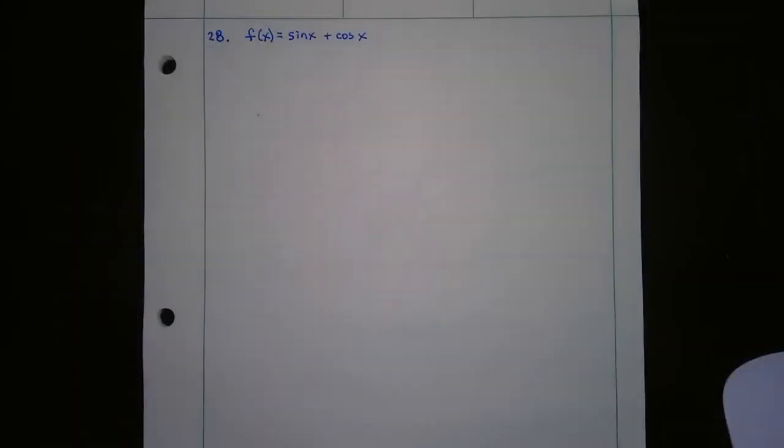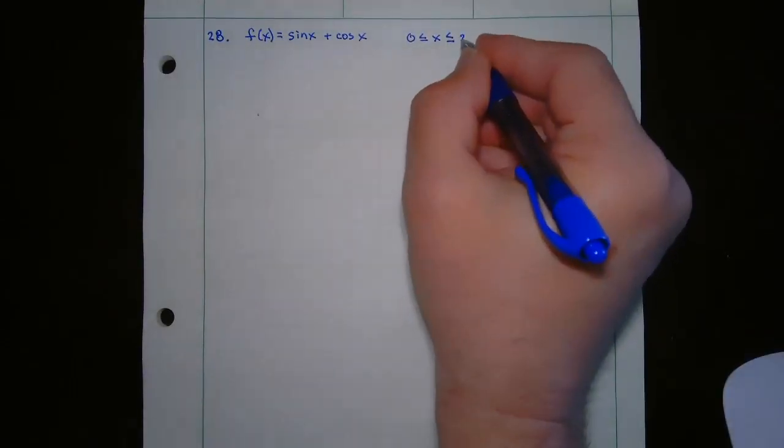Okay, so for number 28, they're giving us the function f of x is sine x plus cosine x, and they're telling us 0 is less than or equal to x, which is less than or equal to 2 pi. That's going to be helpful, okay? And then what they're asking us to do is figure out the x coordinate of the point of inflection where the graph of f changes from concave down to concave up, okay? So to determine concavity, I'm going to have to find the second derivative of this, okay?